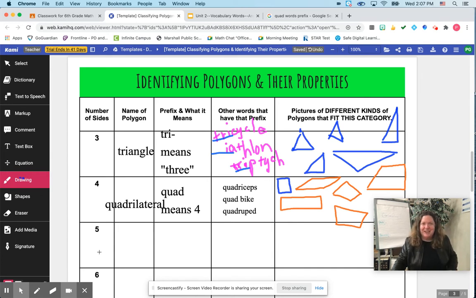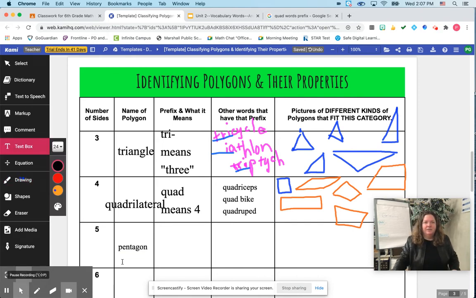Let's go on to a five-sided shape. What's a five-sided shape called? Hopefully you know this. Pause and write it in. All right. It's called a pentagon. I hope you wrote that in.